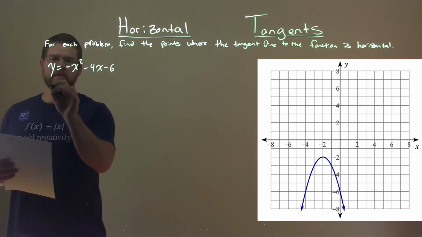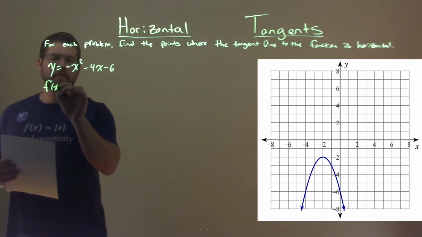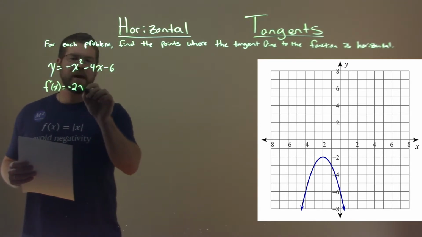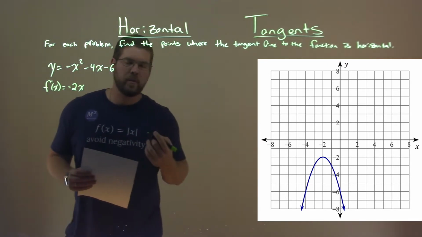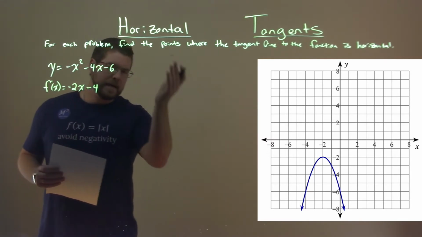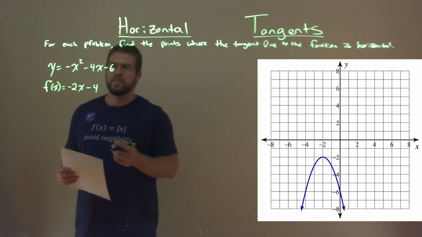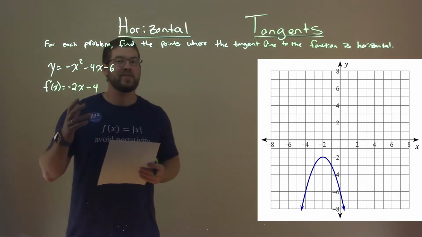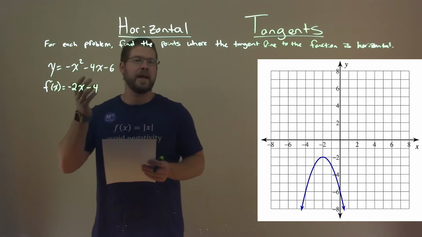Finding the derivative here, let's call it f prime of x, and we're going to use our power rule. 2 comes down, negative 2x here, subtract the exponent by 1 is 1, and the derivative of negative 4x is a negative 4, and the derivative of negative 6 is, well, 0. And by finding this derivative, we can find the slope of the tangent line at any given point.